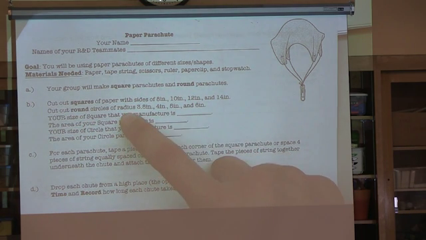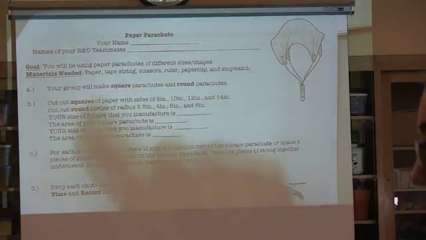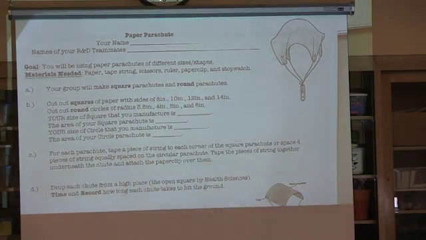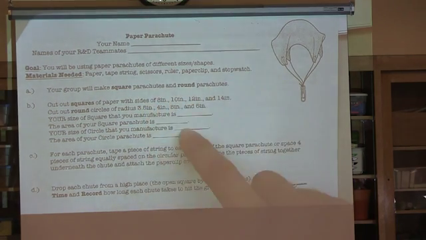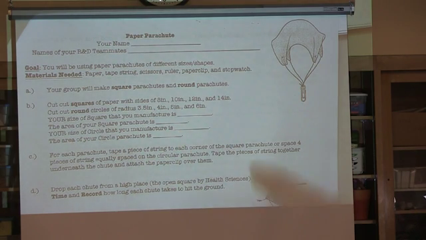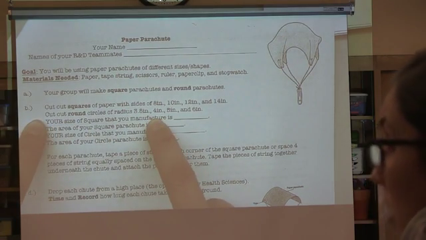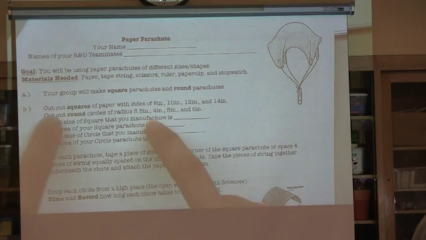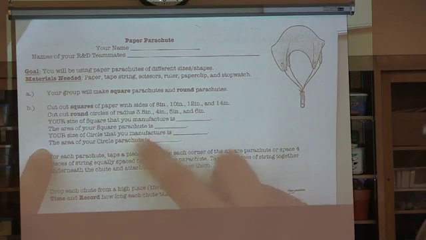As a reminder, what's radius? From the center out. I don't care if you had geometry, these are all 7th grade and 8th grade topics. Area of a square, we all know. Area of a circle, you should all know: pi r squared. So your team of 4 is responsible for 8 parachutes. Notice what it says right here. Each person in your team needs to take one square one, one round one.